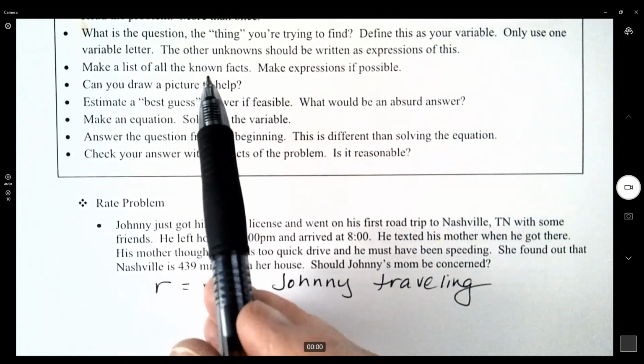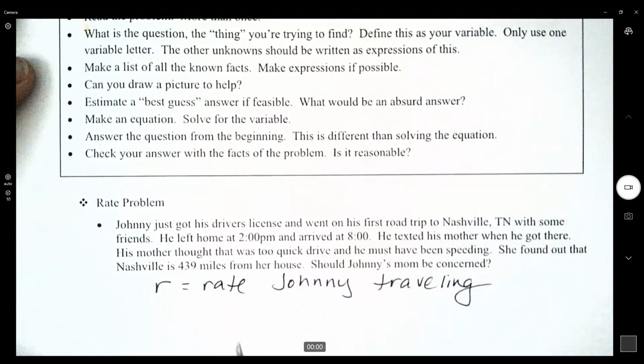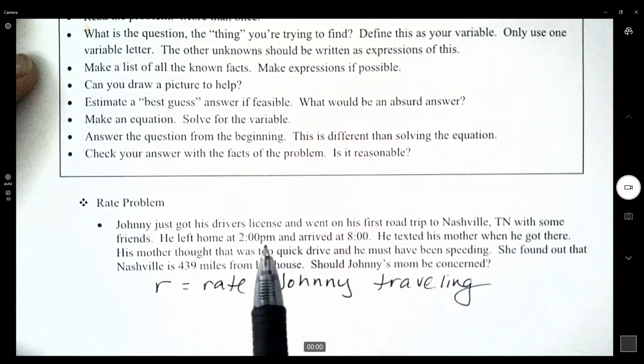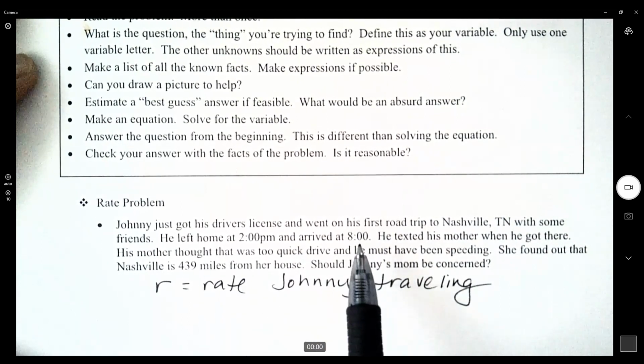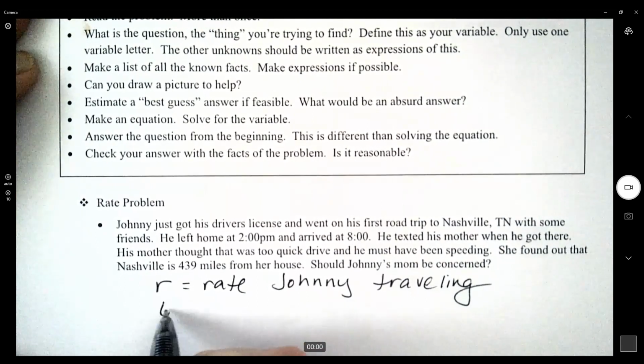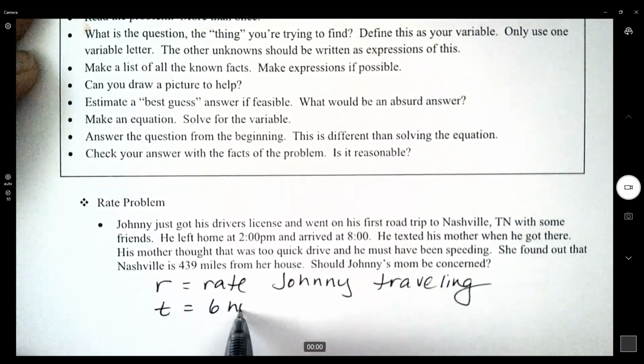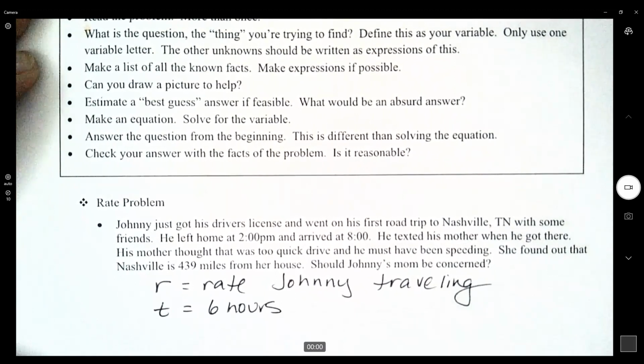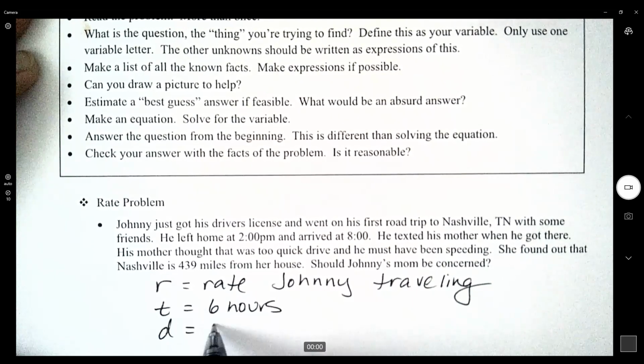Let's list all of the known facts. What do we know? The first thing we know is it took them 6 hours to get to Nashville. So we know that the time was 6 hours. What else do we know? Well, Johnny's mom Googled how far it is from her house to Nashville, and she found that it should have taken him 439 miles, which is the distance.